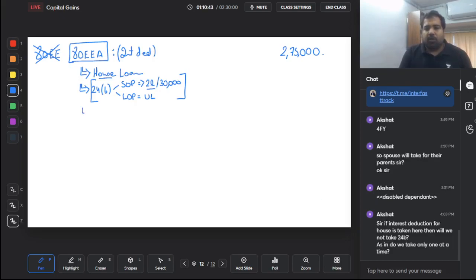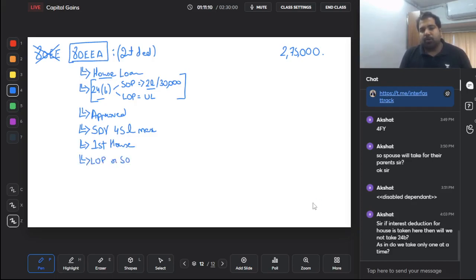Obviously, you know the loan has to be from approved sources only, guys. Whereas in 24B it can be from any source, but for this 80EEA it has to be from approved sources. There are some conditions, guys. The house should be small. That means the stamp duty value should be up to 45 lakhs maximum. It should be your first house. You should not be a serial house owner, guys. It can be LOP or SOP, it does not matter. So these are some conditions for taking the 80EEA deduction.